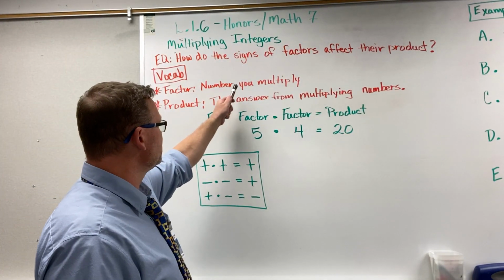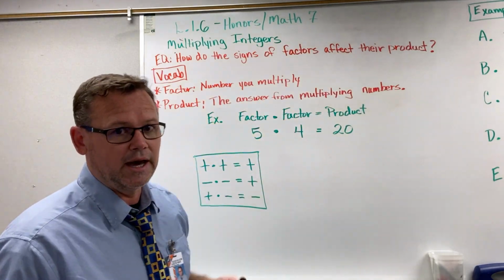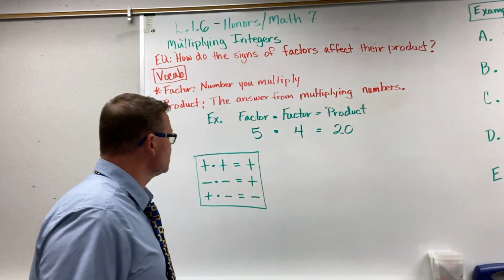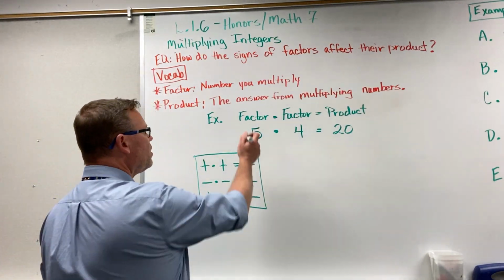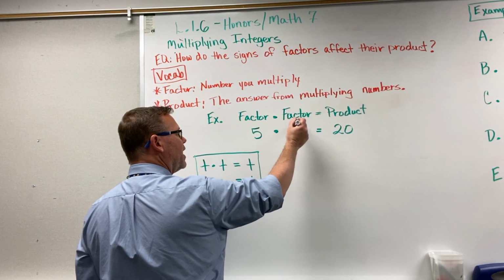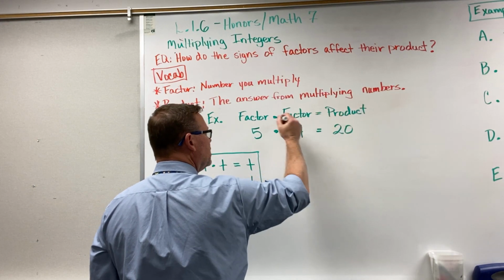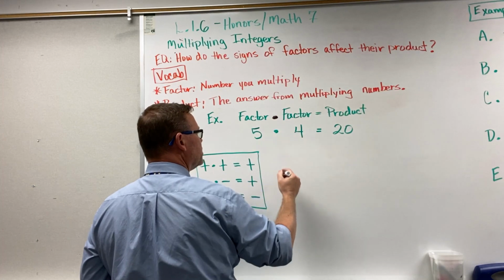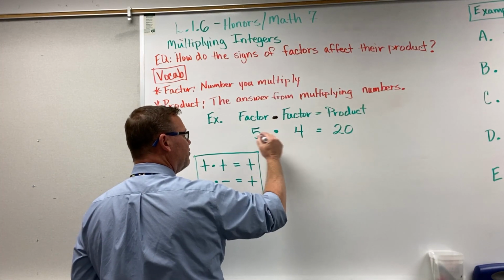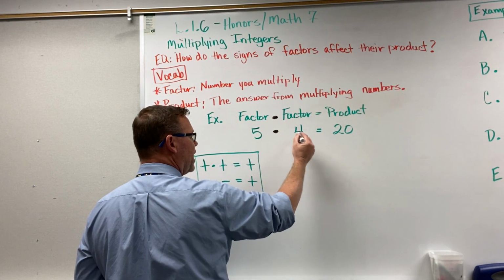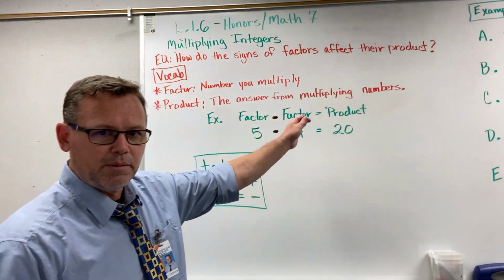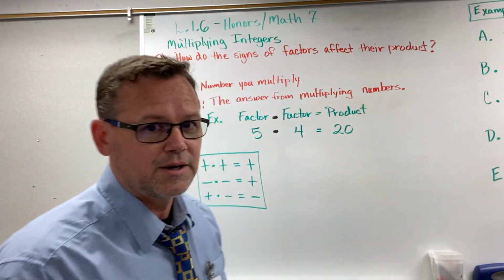Factors, they are numbers that you multiply. Okay, guys? Product, the answer is for multiplying the numbers. So I gave you an example. Factor multiplied by a factor equals the product. Remember, this little dot in the middle here is going to mean multiplication. So I gave you an actual example. 5 multiplied by 4 equals 20. So factor multiplied by factor equals the product.